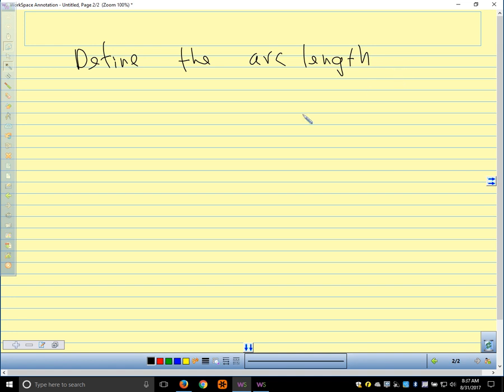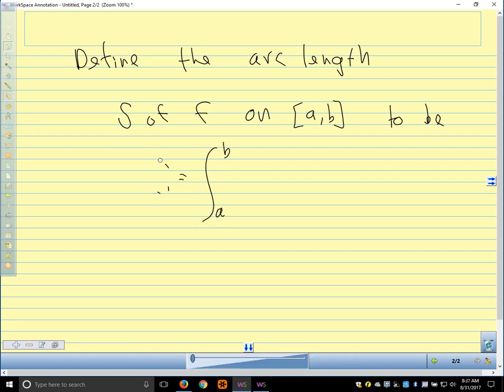The arc length S of f on some interval from a to b to be the integral from a to b of the square root of 1 plus f prime of x quantity squared dx.